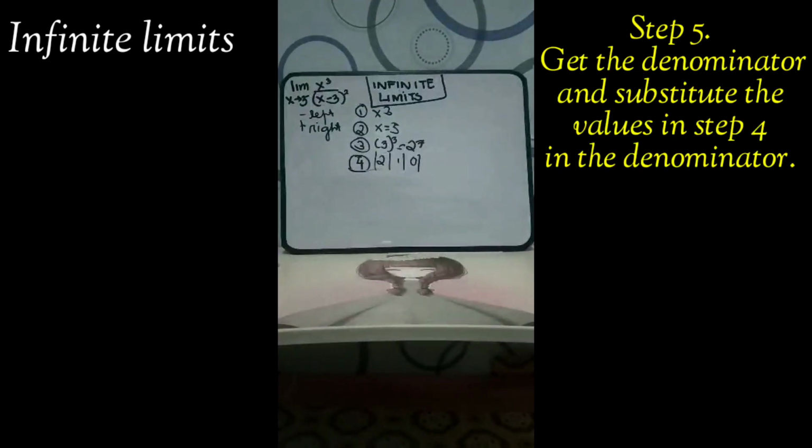Step 5 naman tayo. Get the denominator, substitute the values in step 4 in the denominator. So, step 5, kunin daw natin sa denominator, x minus 3 squared. Substitute natin yung mga kinuha natin sa step 4. So, x minus 3 squared. Substitute na pala. 2 minus 3 squared is equal to positive 1.